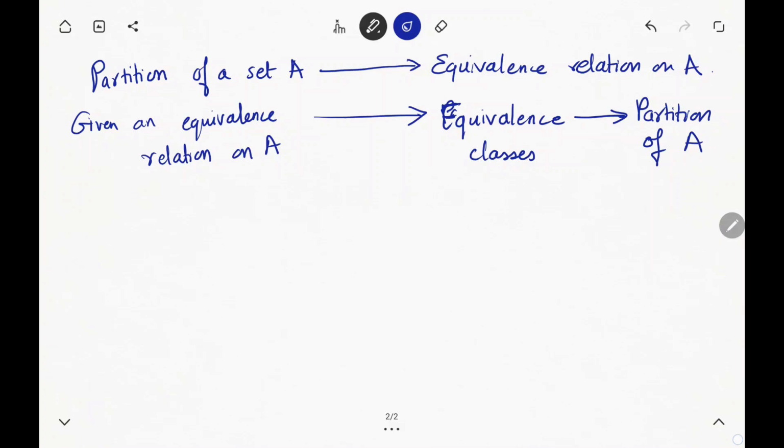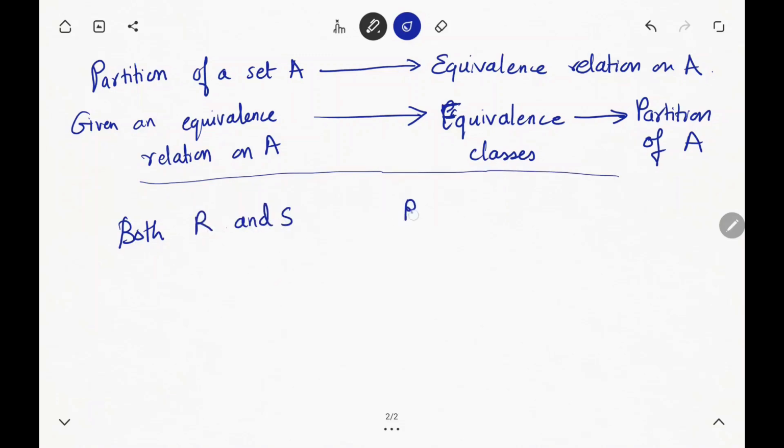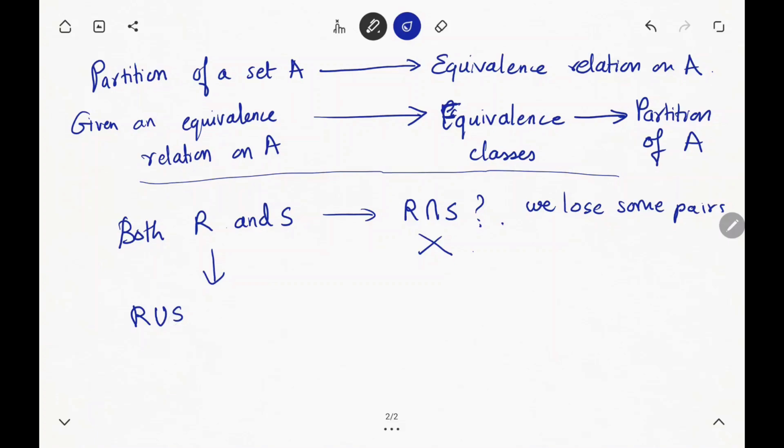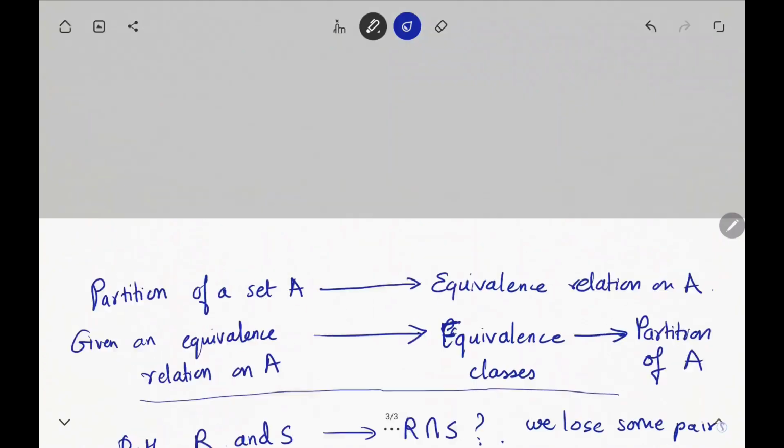Now here, when they say the smallest equivalence relation containing both R and S, will intersection work here? Intersection will take the common pairs which are there in R as well as S. But there will be some pairs from R and some pairs from S which will be excluded, right? So that is not what we want. We want to include all the pairs from R and include all the pairs from S. That means it is asking us to find the union of R and S. Okay, so find R union S.